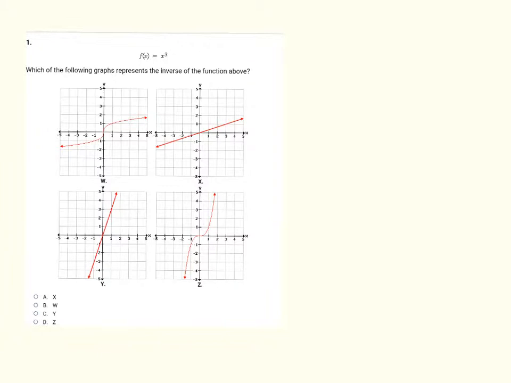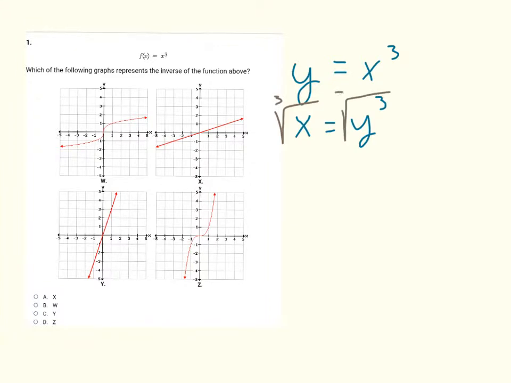So this first problem here, they want to know which graph is represented by the inverse. Well, first we're going to have to find the inverse. So we're going to change the f of x to y is our first step. And then our second step is we're going to change the x's to y's and the y's to x's. So this is going to be x equals y cubed. And now I have to solve for y. So I'm going to take the cube root of both sides, and that's going to undo the cube on the y.